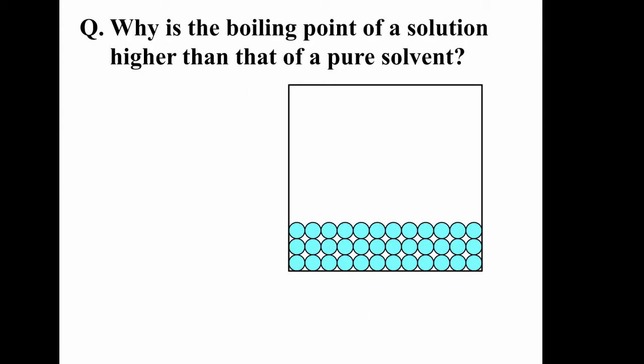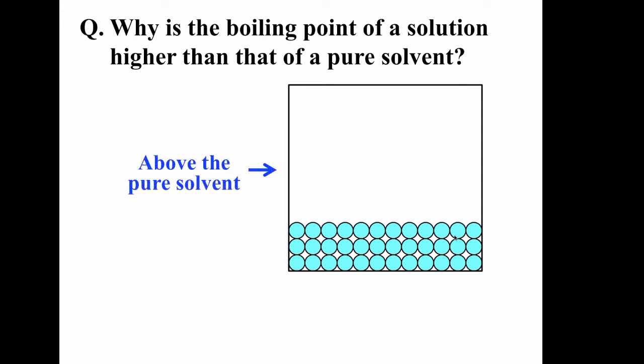Now, why is the boiling point of a solution higher than that of a pure solvent? And for that matter, why is the freezing point lower? Well, we will look at the reason for the boiling point going up, and somewhat similar reasons apply for freezing point going down, but it's a little bit more sophisticated of an argument for that. And so for the purposes of this course, we will simply restrict ourselves to the reasons for boiling point increase.